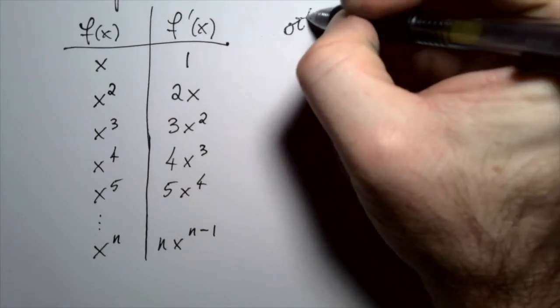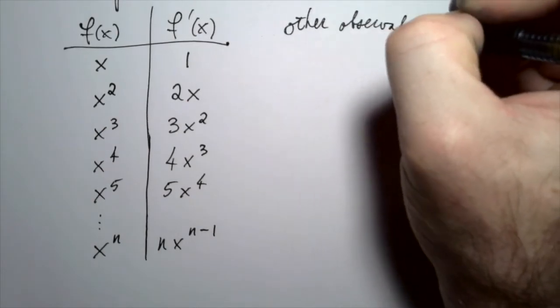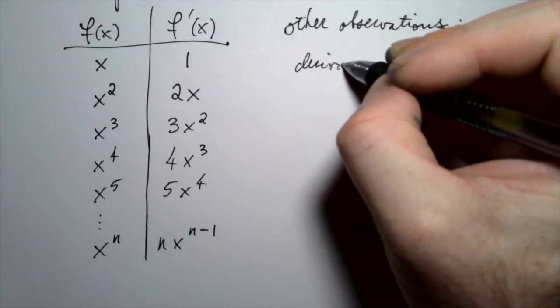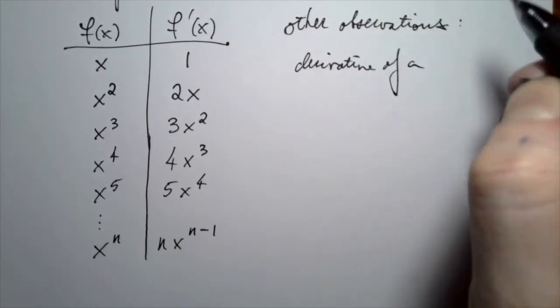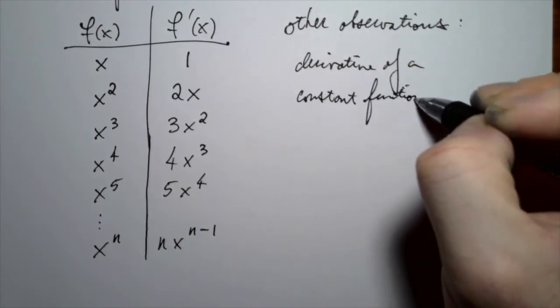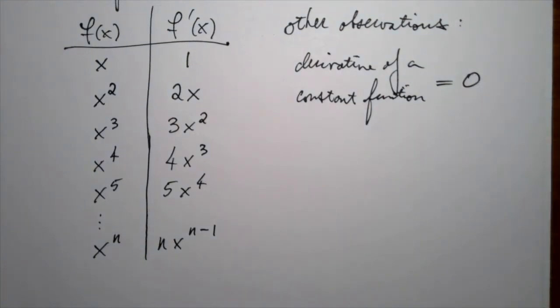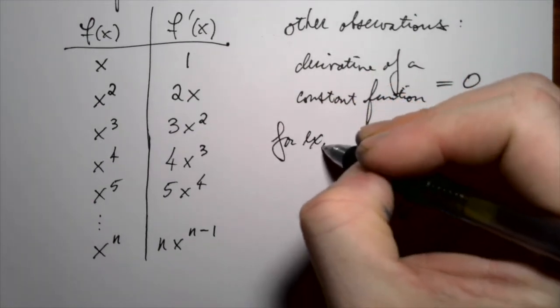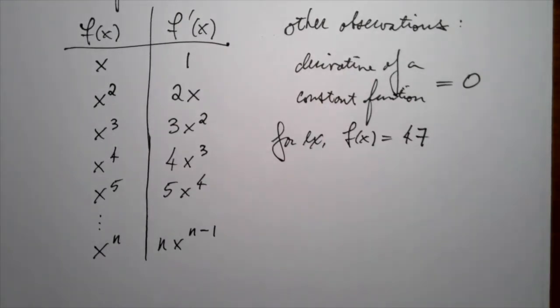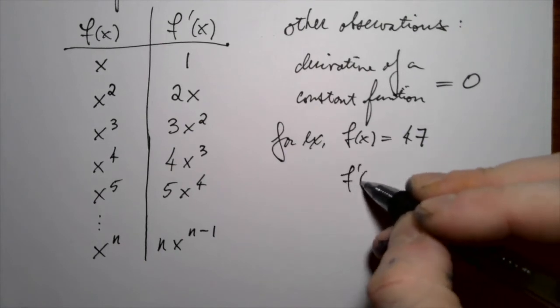So here are some other observations that we've seen. The derivative of a constant function, that's always equal to 0. That's because if your function's constant, then there is no rate of change. It's not changing at all. The rate of change is 0. So for example, if your function is some number like 47, regardless of the input x, then the derivative is going to be 0.